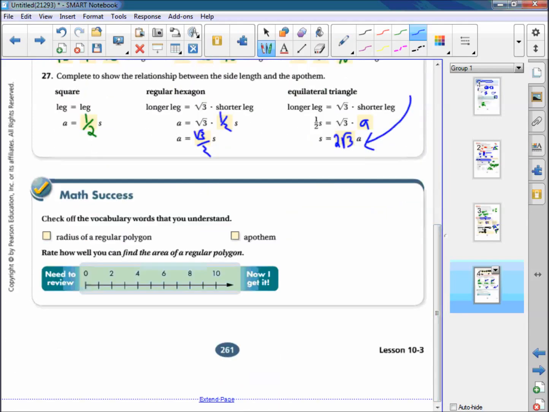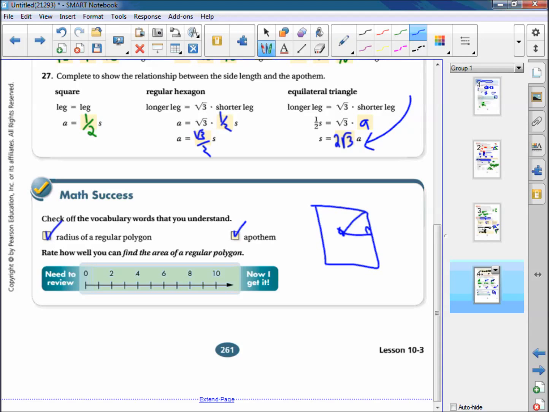So check off the vocabularies that you understand. So hopefully you know what the radius of a regular polygon is. Remember, that's from the center, let's draw the easiest regular polygon, the square, to one of the vertices, that's a radius. And hopefully you know what the apothem is. That's from the center, so it forms a perpendicular with one of the sides.